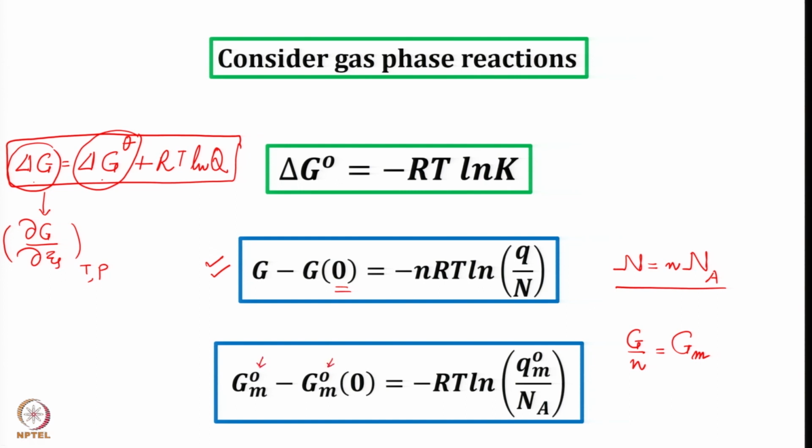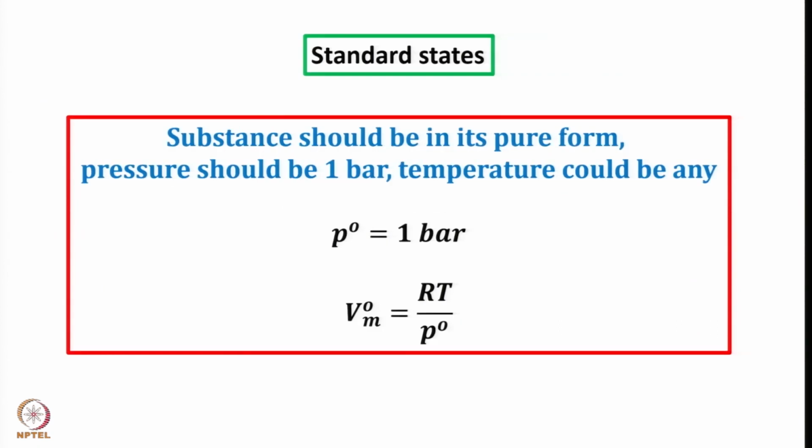We have invoked standard state conditions. You see, throughout this, naught has been put. Why am I putting these standard state conditions? Because the relationship that I am interested in connecting is delta G naught is equal to minus RT log K. So therefore, I need to have expressions for Gibbs free energy under standard state conditions. From here onwards, we will talk about the Gibbs free energy under standard state conditions.